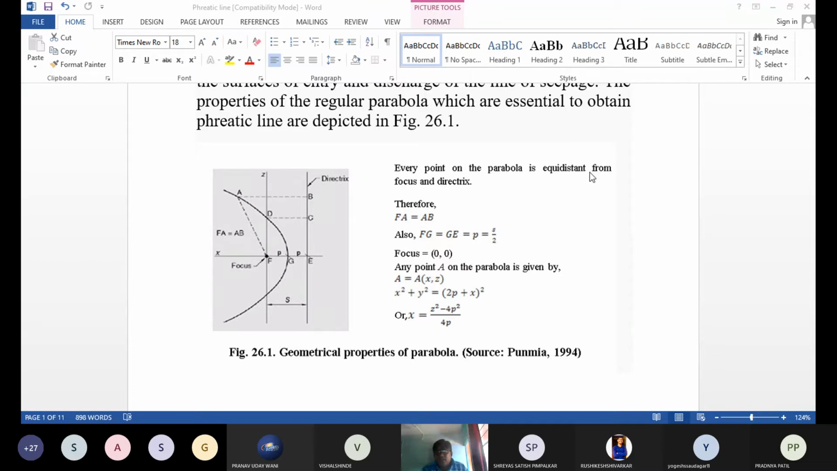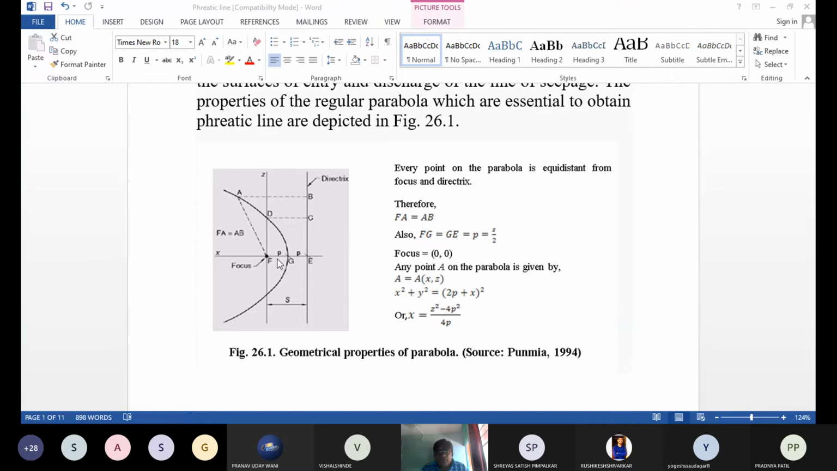So every point on the parabola is equidistant from the focus, which is the point F, and from the directrix, which is the vertical line to be located here. So FA must be equal to the distance from A to the directrix, G to E. So F to G and G to E are equidistant, and the point A is located at equidistance from the focus and from the directrix. It indicates that the distance AB is equal to AF.